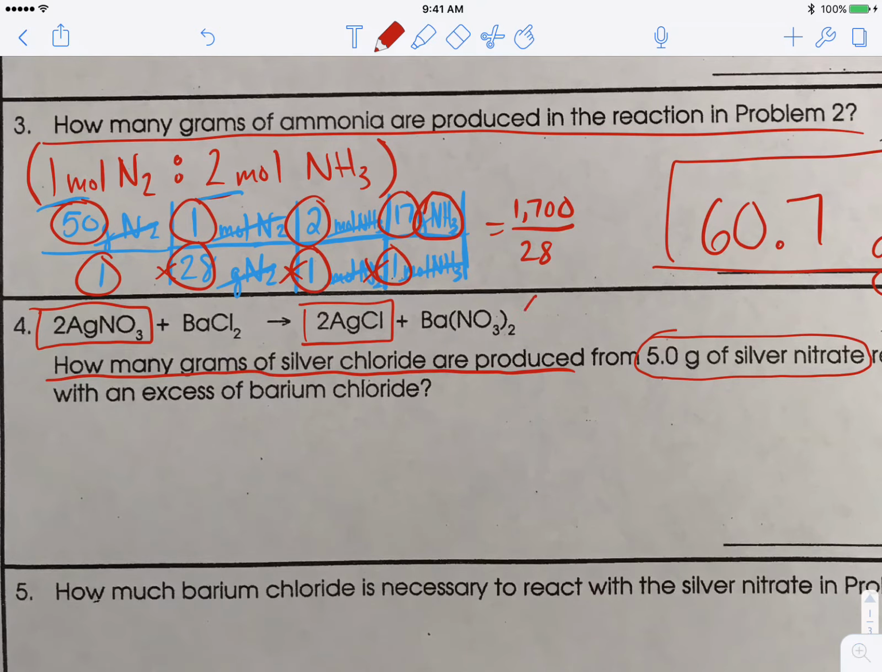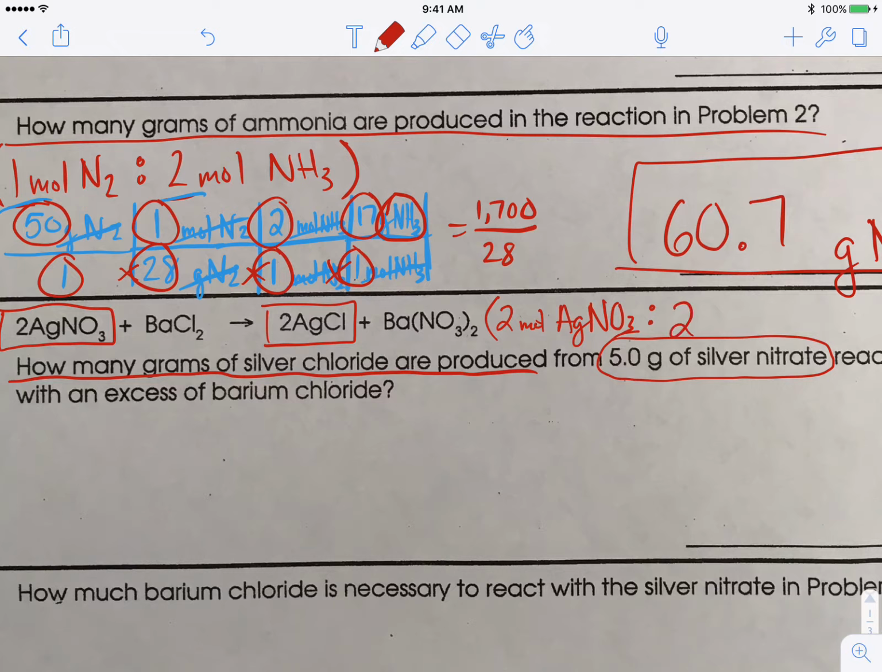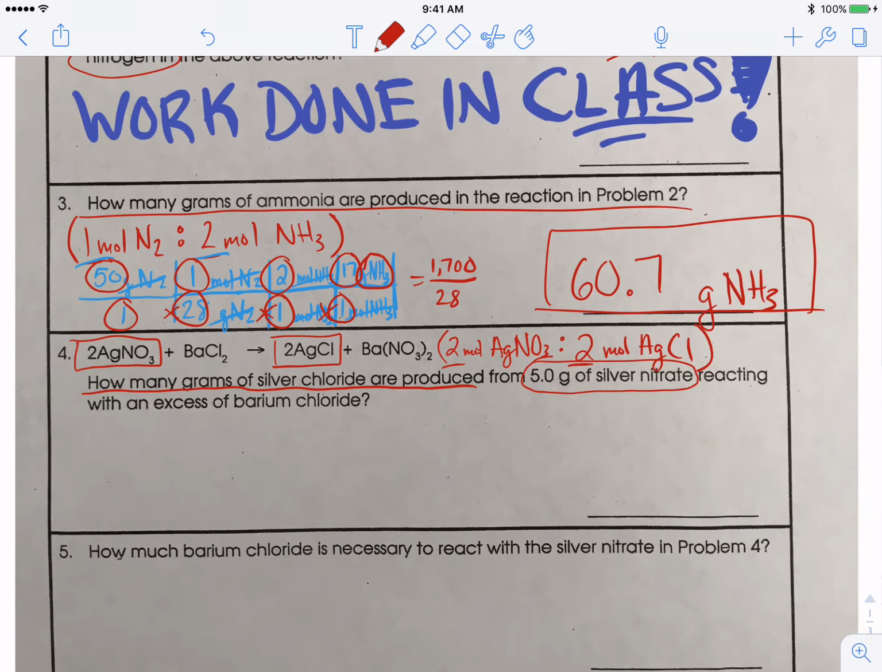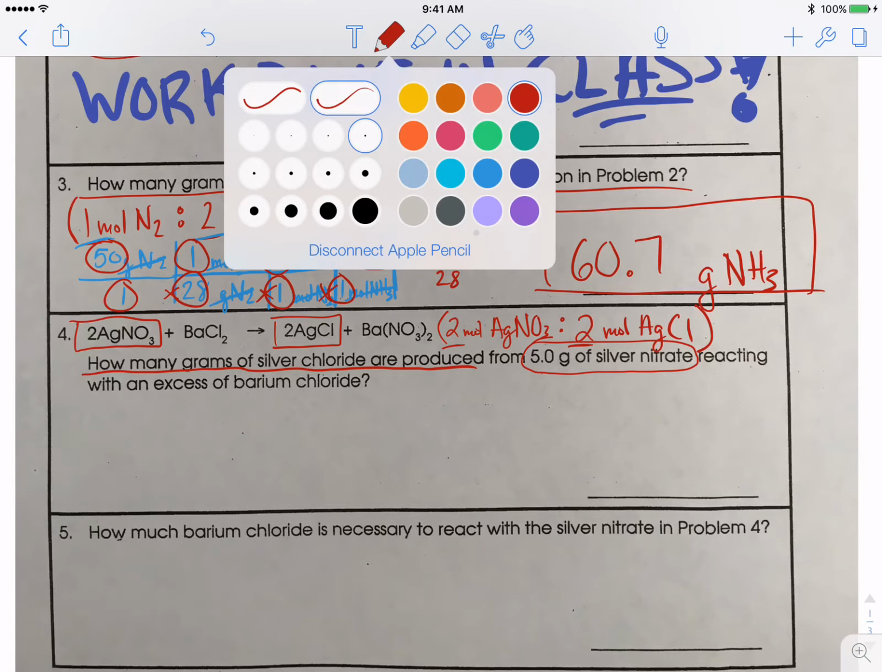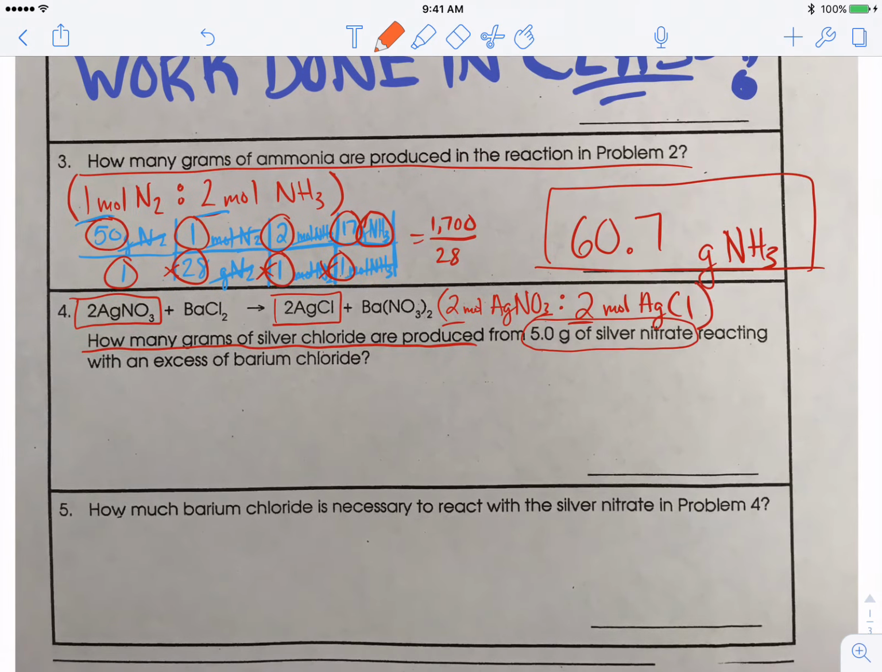Let's go ahead and write the molar ratio up here. So for every 2 moles of silver nitrate, we have 2 moles of silver chloride. 2 to 2. We're going to use that in our calculation in just a few moments. So remember, we always start our conversion with the number that they gave us. So we're going to start with 5 grams. So 5 grams of silver nitrate over 1.